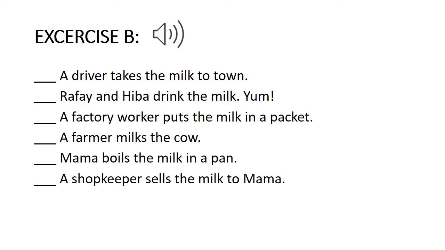What happens first? A farmer milks the cow, then a driver takes the milk to the town, so it will be the second one. Then a factory worker puts the milk in the packet. Then a shopkeeper sells the milk and we buy it. Then our mama, our sister, somebody boils the milk in a pan. Then we drink the milk. Now you have to write the numbers in front of them and label them.